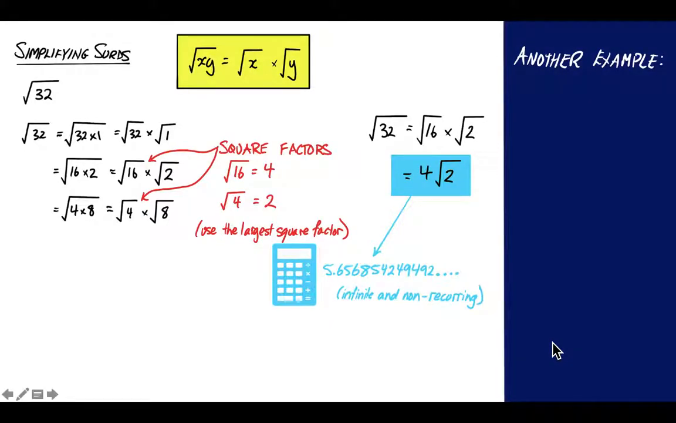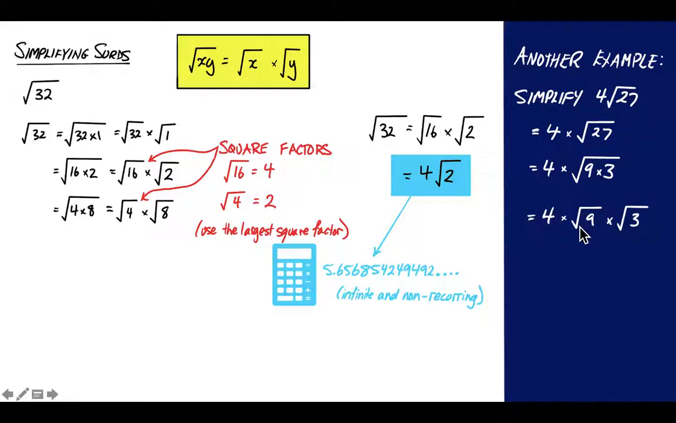Let's take one more example just to practice what we just learned. Simplify 4 root 27. So this means 4 times root 27. I'm looking for the factors of 27 that I can separate out, one of which I want to be a square number, and I can see that this one here is a square number. So I can rewrite that as 4 times root 9 times root 3. The square root of 9 is 3, and now I can just tidy things up.